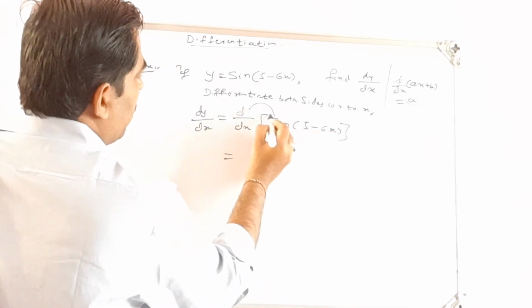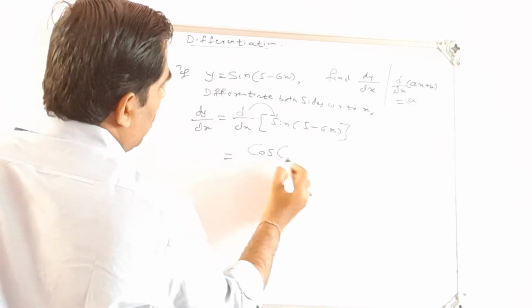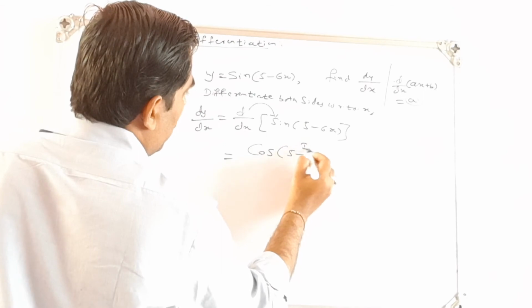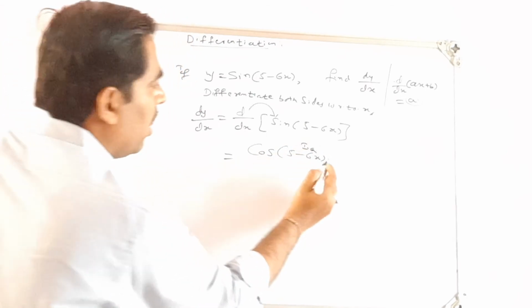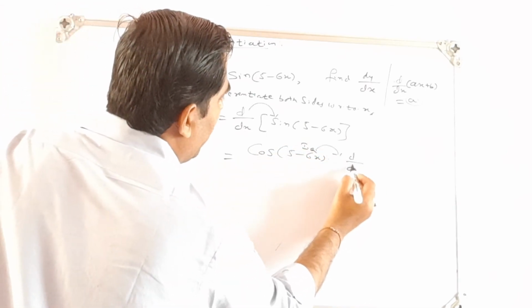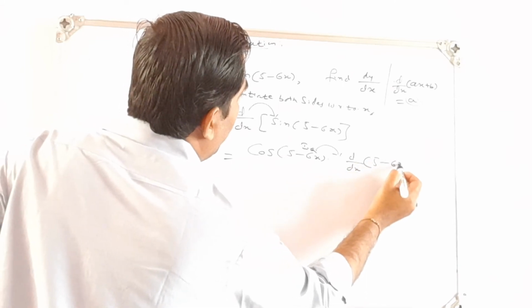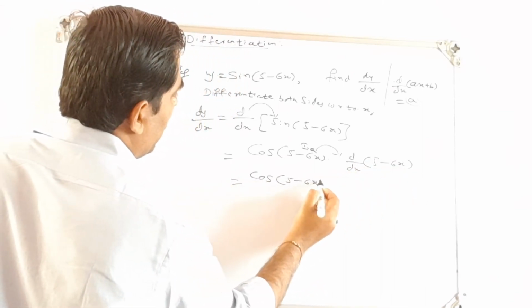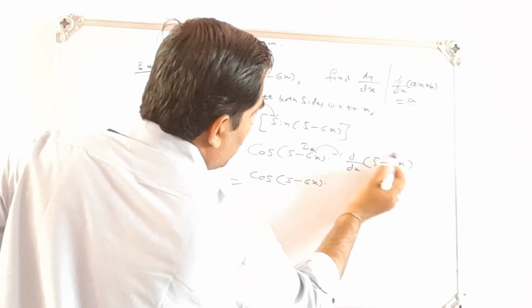The derivative of sin x is what? Cos. Cos of this whole thing I will write as it is, into, so this is the inner quantity. I have to take its derivative. So cos of 5 minus 6x into the derivative of 5 minus 6x.